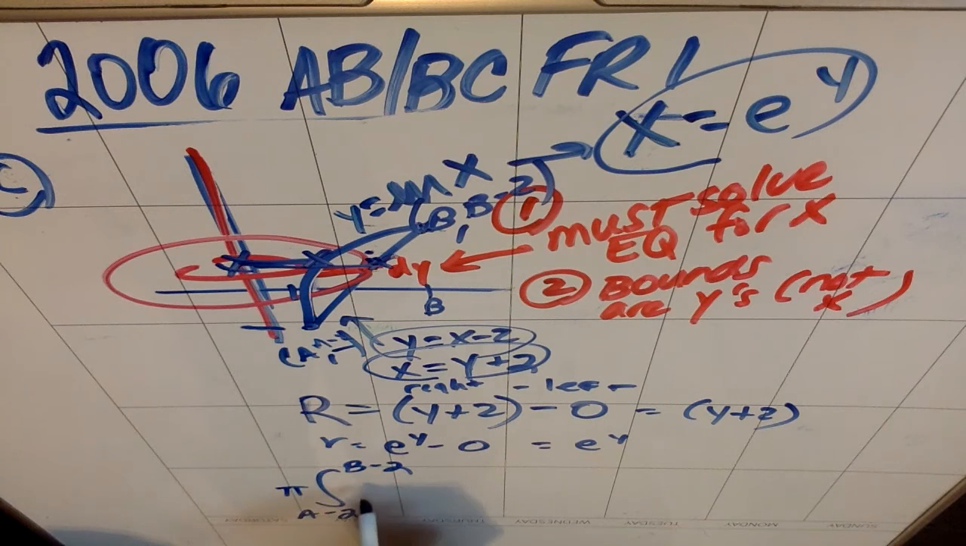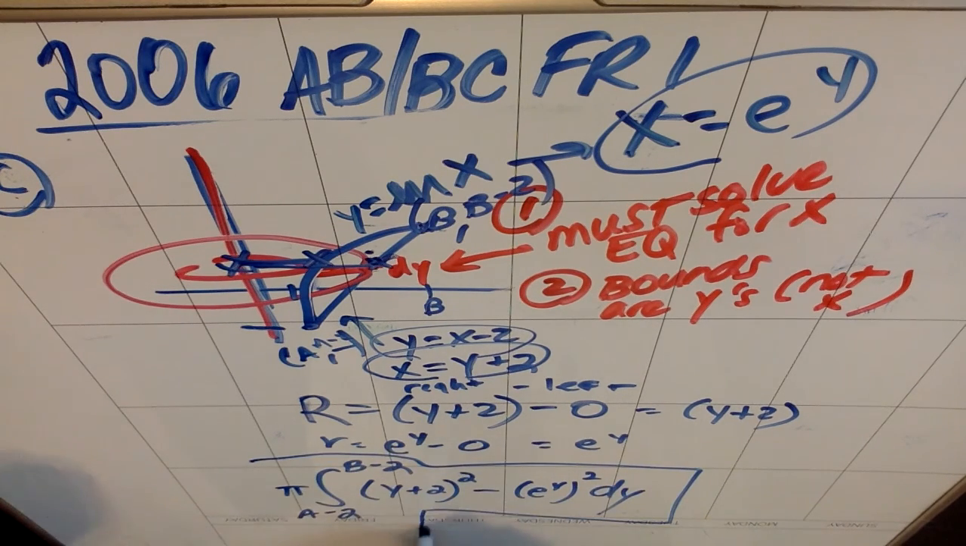And it would be pi, big R squared minus little r squared, with respect to y. And that's also fine, right? That's what the AP was going for, right? Absolutely fine. I would not have done it as washers. I would have done it as shells, but either of them is totally fine.